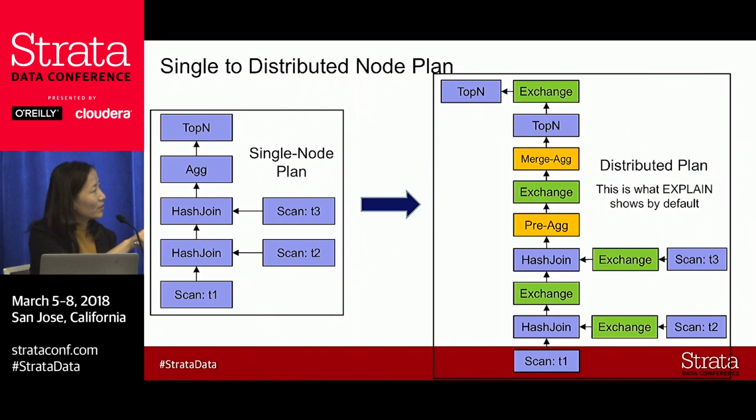Similarly, after the hash join, before you do the aggregation, you can do the pre-aggregation on each node. So just aggregate whatever data they have on this node. At the end, you need to send all the pre-aggregated results, for example, to the coordinator to do the final aggregation. It's just a network transfer kind of operator.